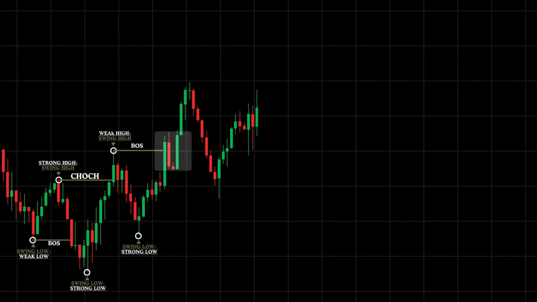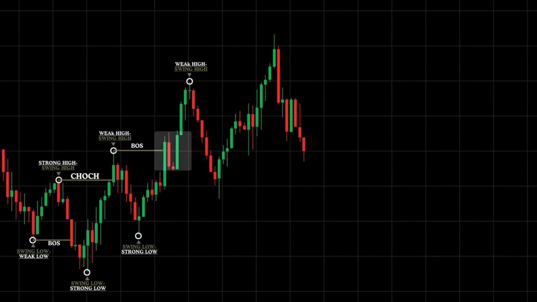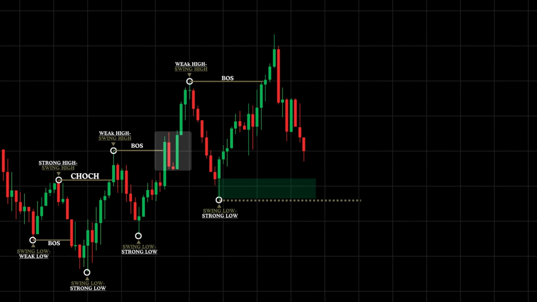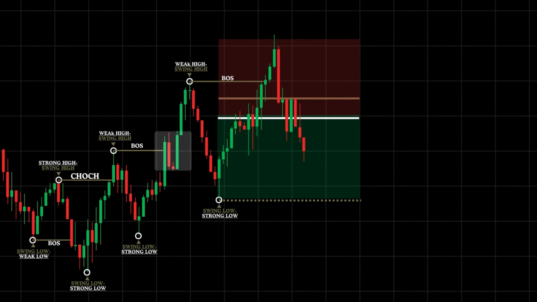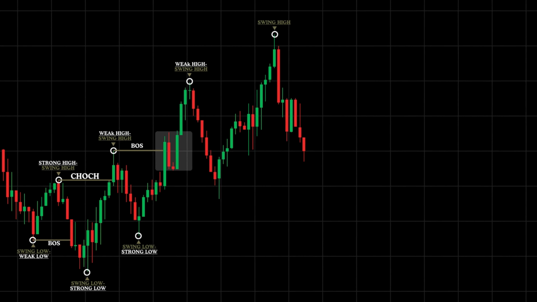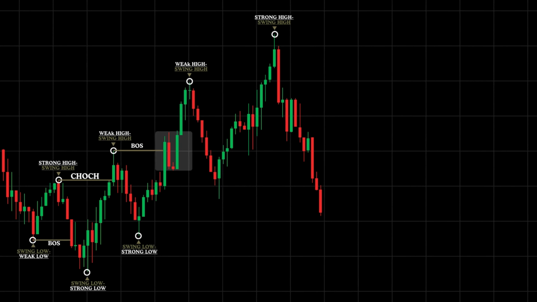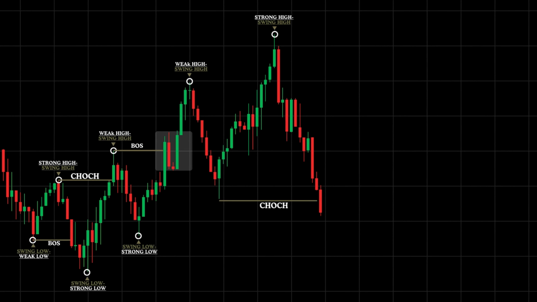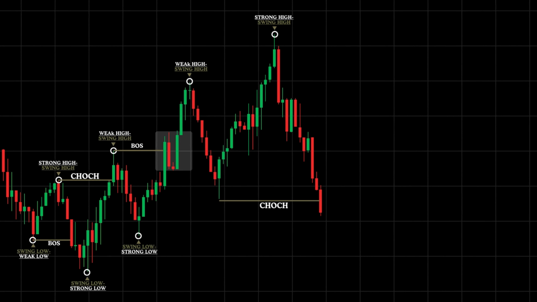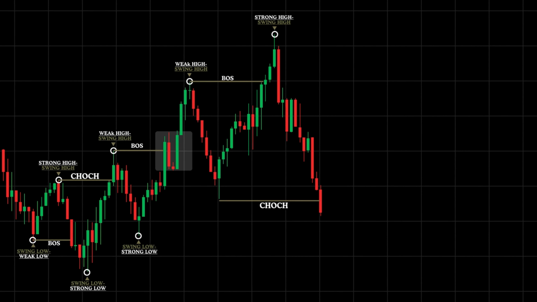That's valid, so we mark the weak high. Price pushes higher, breaks it, and we mark the next strong low. Once more, price pulls back, this time hitting both 38.2% and 50%, so we mark the weak high. Now here's the twist. Price was moving up, but suddenly it breaks below the strong low. That's another change of character, flipping the market back to bearish. Because of that, the last weak high now becomes the strong high.